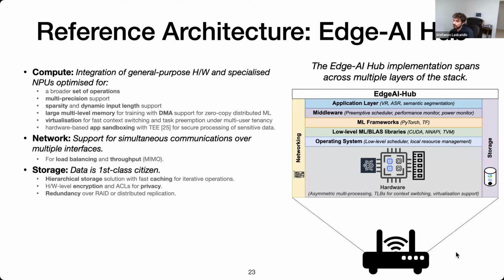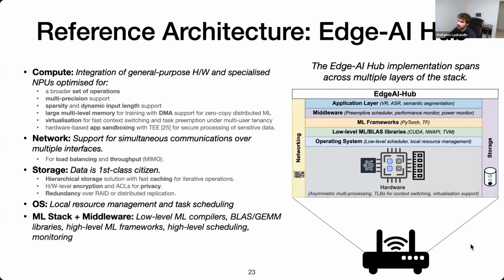Moreover, we would like to have redundancy over the data that are used across devices, and this can be guaranteed over a RAID if we're talking about disks, or even distributed replication across devices at the local edge. The operating system on top of this is responsible for the local resource management and task scheduling. And on top of that, we have the low and high level machine learning libraries.